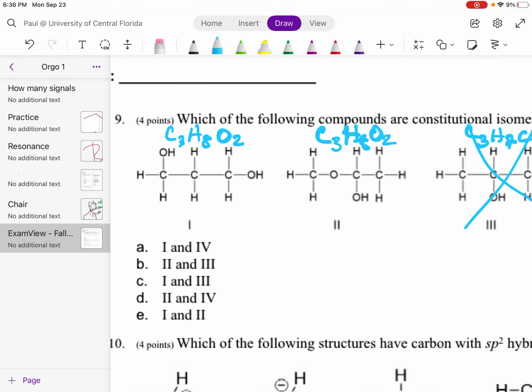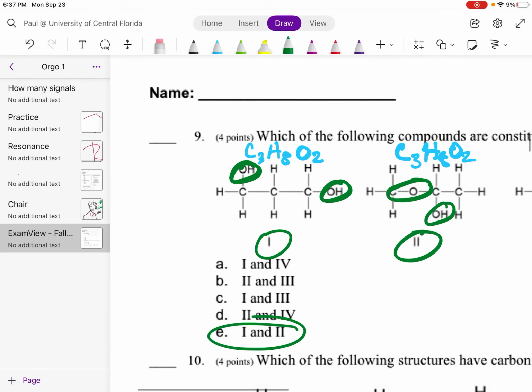So do we have different connectivity? Well, look at that. We have an alcohol and an ether. Yeah, that's definitely different connectivity. So the answer is 1 and 2, which matches E.